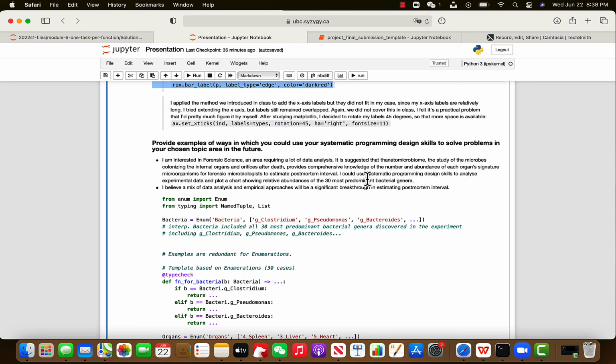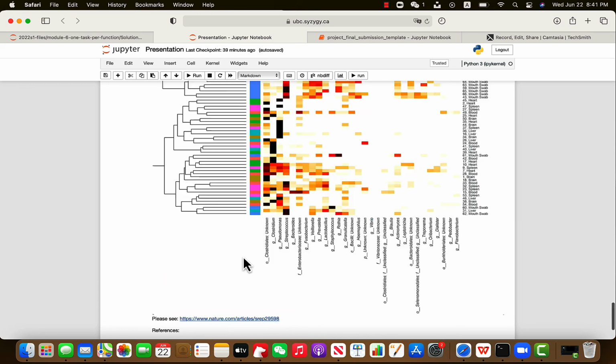I could use systematic program design skills to analyze experimental data and plot a chart showing the relative abundance of the 30 most predominant bacterial genera. I believe a mix of data analysis and empirical approaches will be a significant breakthrough in estimating post-mortem interval.